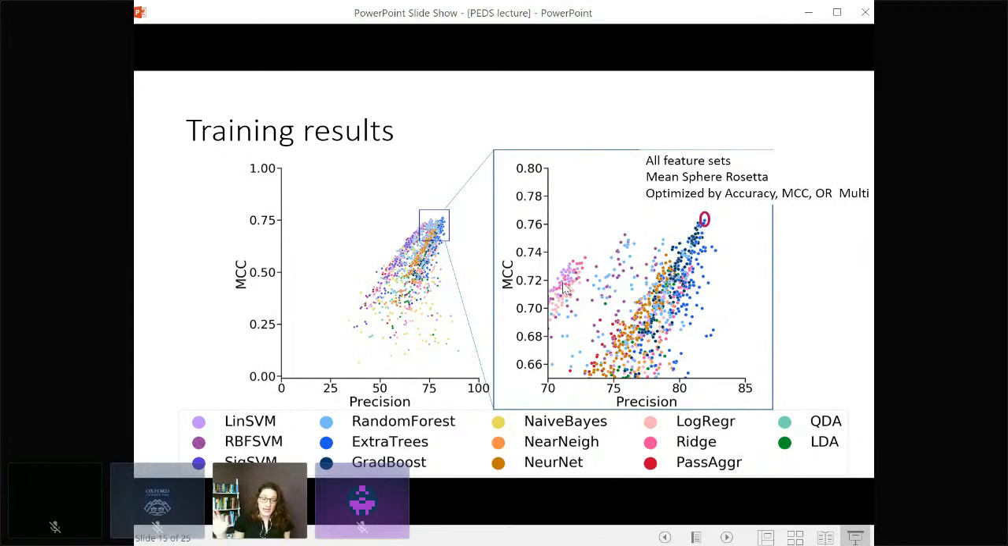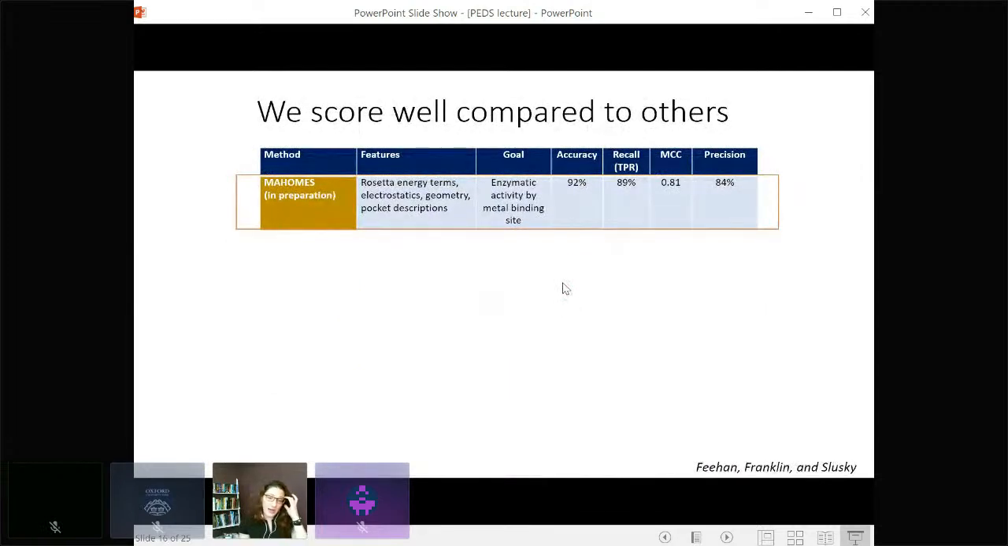So we get to see all kinds of information. And this is using mean sphere Rosetta. So when I was showing you before that there was good distinction with things on sphere sum, that wasn't what ended up being the best algorithm. And this one dot, this one model was converged upon by optimizing by accuracy and by the Matthews correlation coefficient and by the multi-criteria. Okay, so how well does it do?